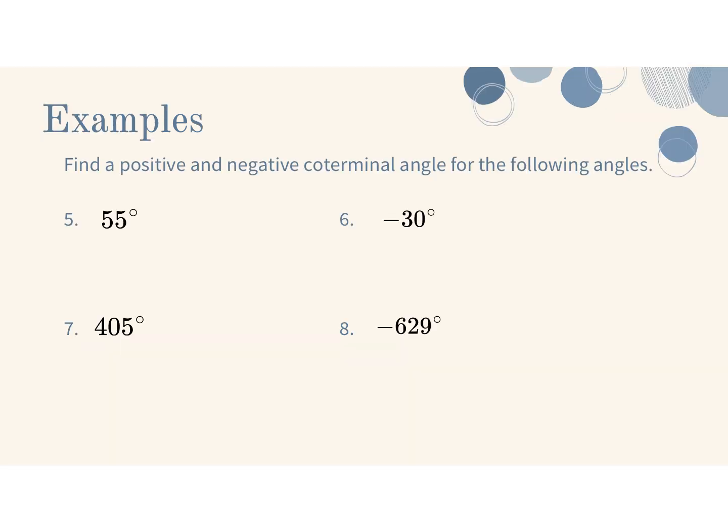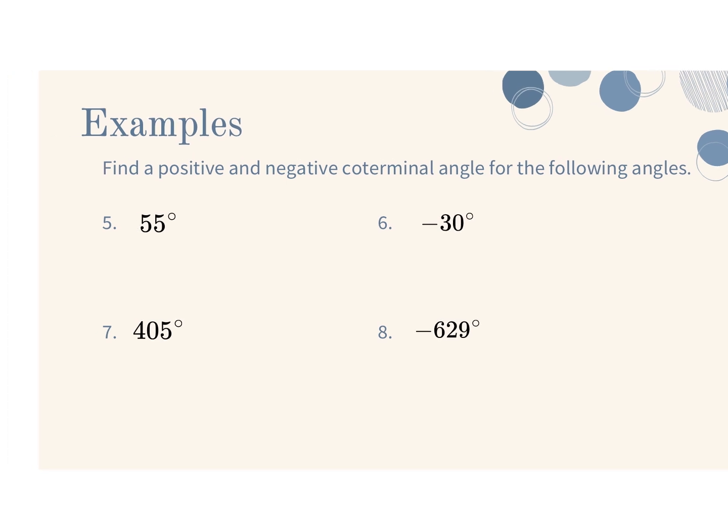Let's start by finding a positive and negative coterminal angle for the following. All you have to do here is add or subtract 360 degrees. So let's look at number 5. If I want to find a positive coterminal angle, this number is already positive, so let's add 360 degrees. When you do this, we get 415 degrees. That's one of our coterminal angles, that's our positive.